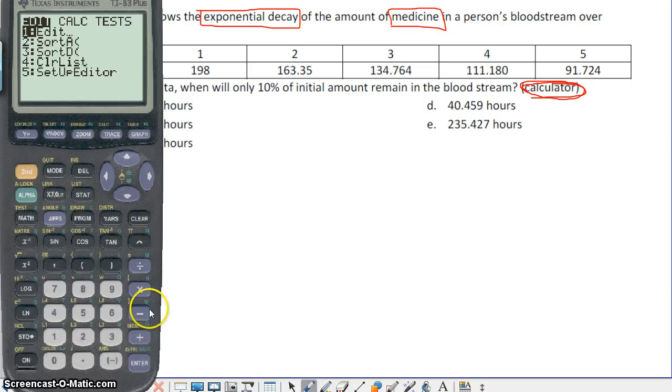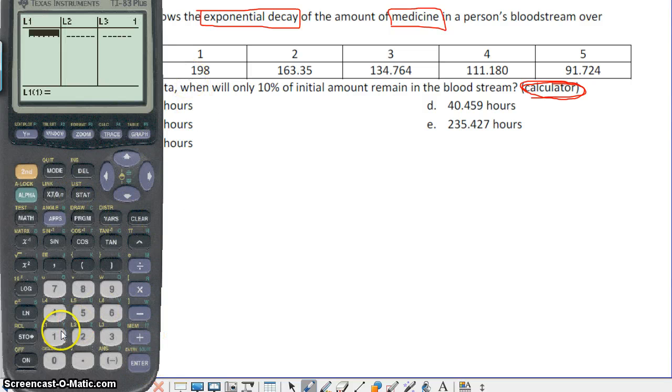So going to stat, edit, I'm going to plug in 1, 2, 3, 4, 5 in for my x values or my t values, and then 198, 163.35, 134.764, 111.180, and 91.724. So I'm not going to have to calculate anything. The calculator will do it for you.